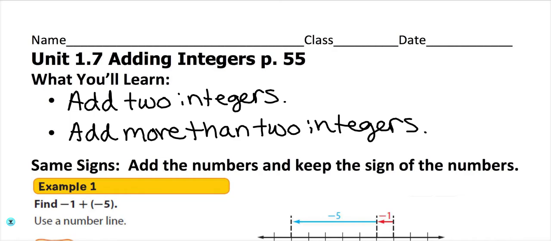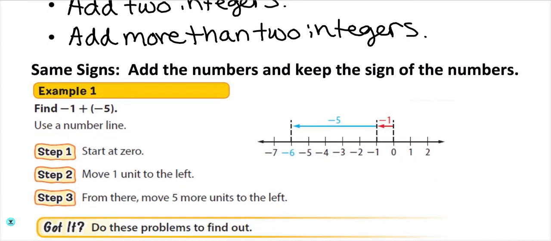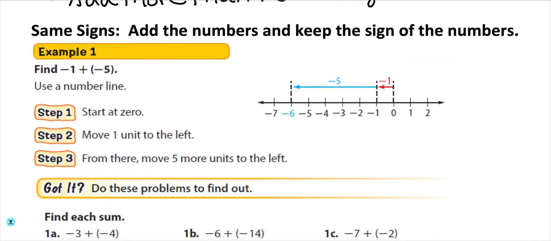All right, let's just focus on the first part for here at the beginning. Okay, so same signs, add and keep. What that means is we're going to add the absolute values of the numbers together, or just the numbers themselves, as I think of it. And then we're going to keep the sign of the numbers. All right. Now, the first one here I've modeled for you on the number line.